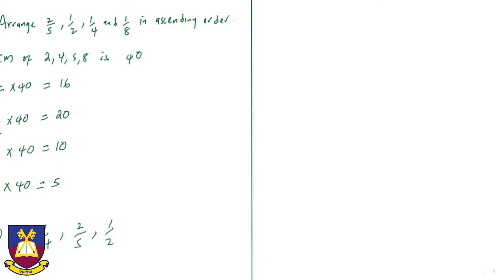So this is how we arrange fractions in ascending order or descending order. You multiply each of the fractions by the LCM of the denominators. Then the values you get will tell you which fraction is bigger than the other. Now you could easily arrange them in whichever order you want.